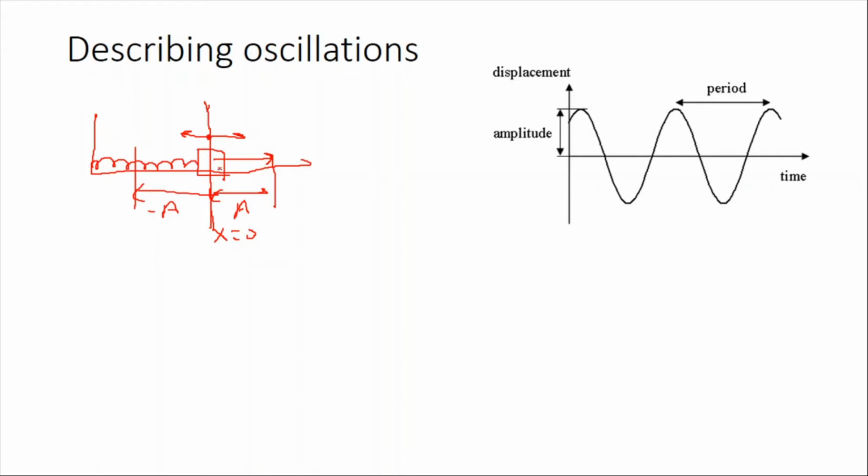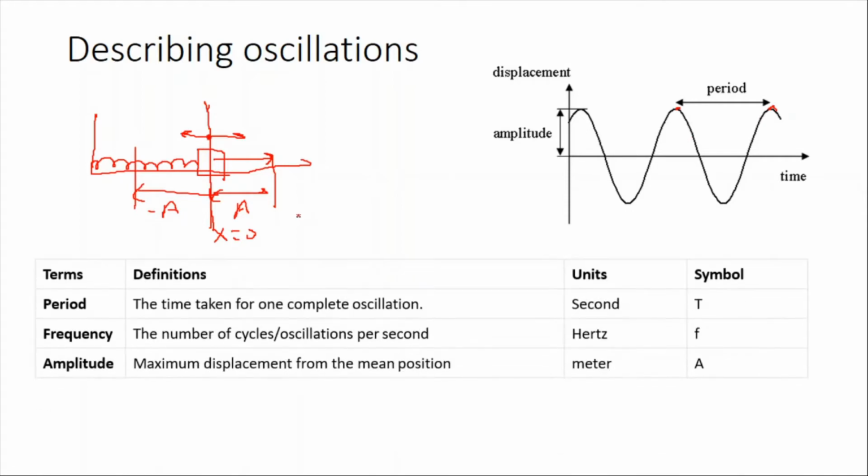And in describing this motion, we use such a graph. This is a sine graph or a cosine graph. As you see, there is a maximum displacement. It is called amplitude, and there is a period between two maximums. And so let's define some terms in this kind of oscillation.